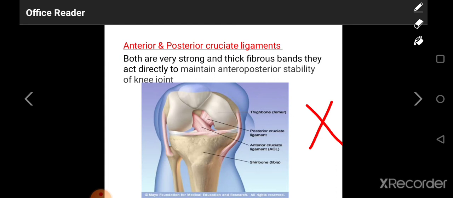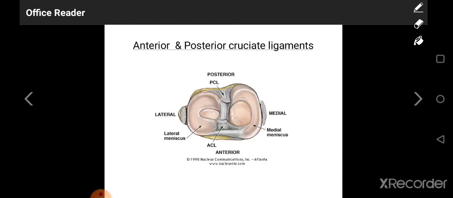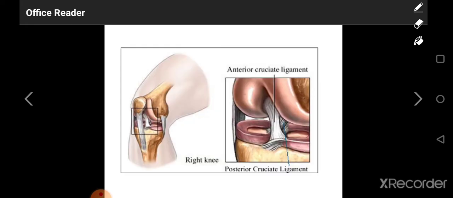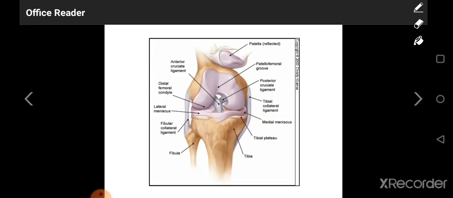These are the cruciate ligaments. So this is the superior view of the condyles of the tibia. Here we can see the cruciate ligaments. On the anterior side, the anterior cruciate ligament, and posteriorly we have the posterior cruciate ligament. This is again showing you the anterior and the posterior cruciate ligaments. These are intracapsular ligaments, meaning these are lying inside the fibrous capsule.